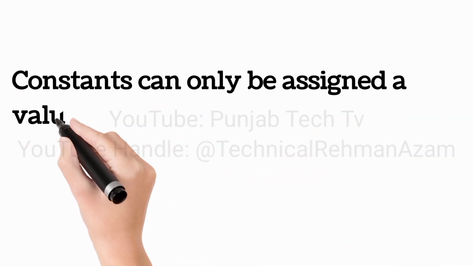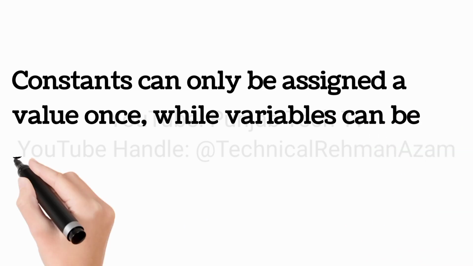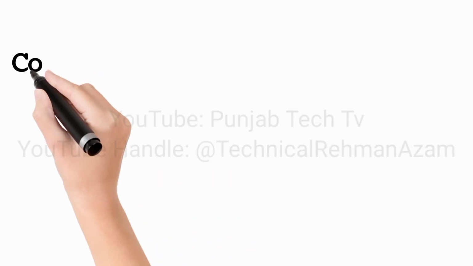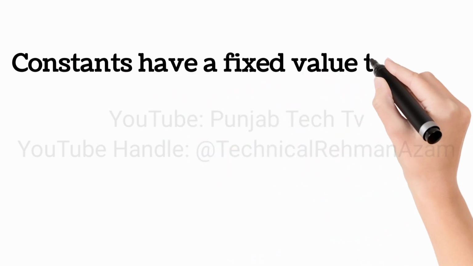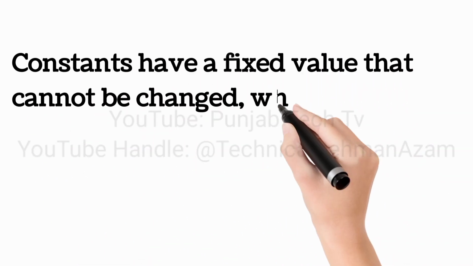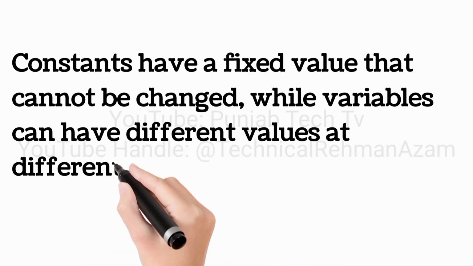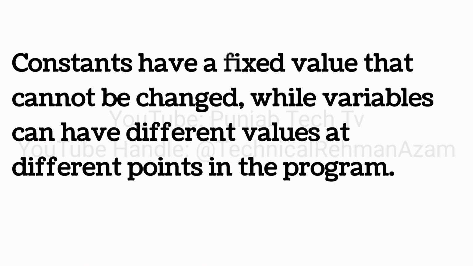Constants can only be assigned a value once, while variables can be assigned a value multiple times. Constants have a fixed value that cannot be changed, while variables can have different values at different points in the program.